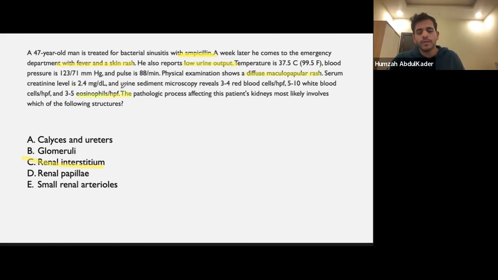If they mention eosinophils, then it is most likely acute interstitial nephritis, because there are not many other things in this renal block that you're taking that will show eosinophils in high-powered field. So if you see eosinophils, I think most of the time this will be the answer: acute interstitial nephritis.